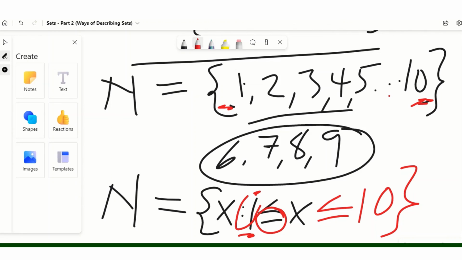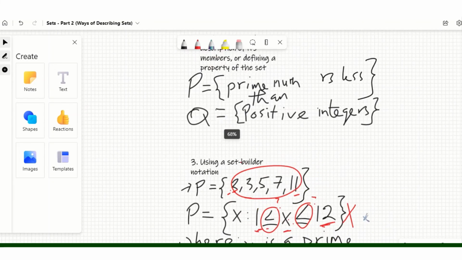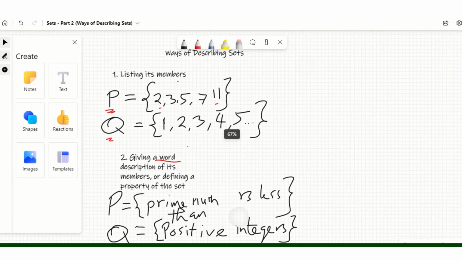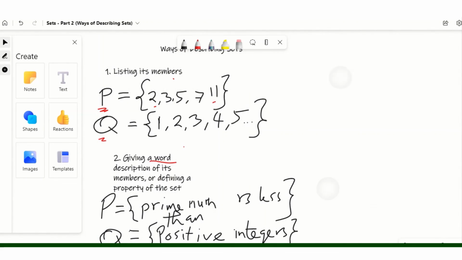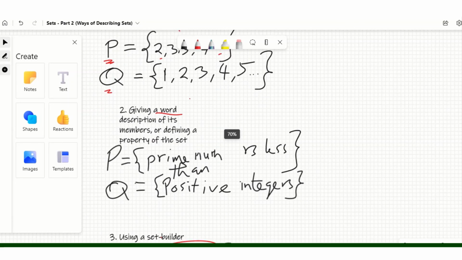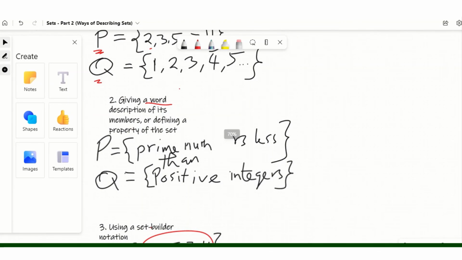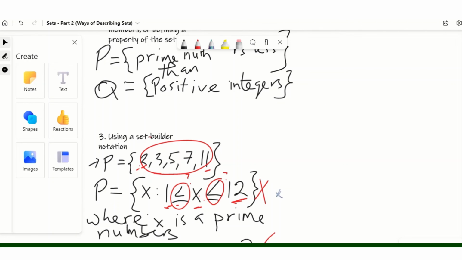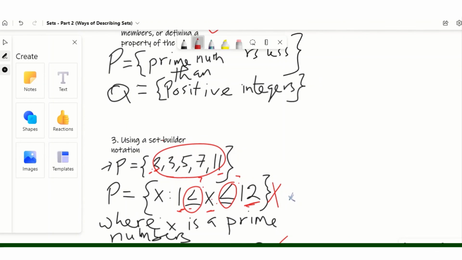All right, so this is all we have time for today, and I hope you understood everything we discussed. So to recap quickly, we looked at ways of describing sets. The first way is by listing the members. The second way is by giving a word description of its members or defining a property of the set. And the third way is by using a set builder notation.